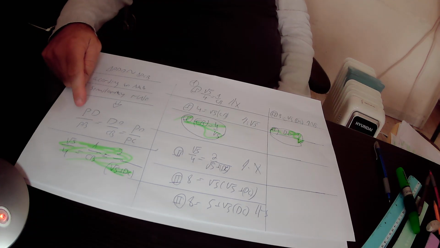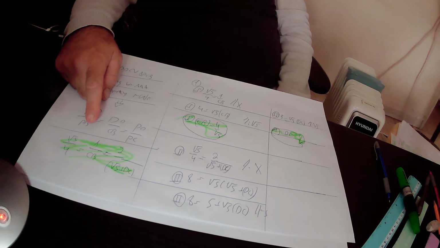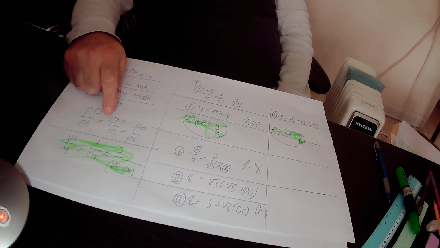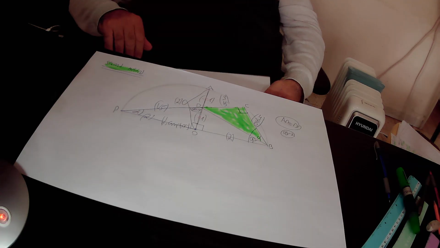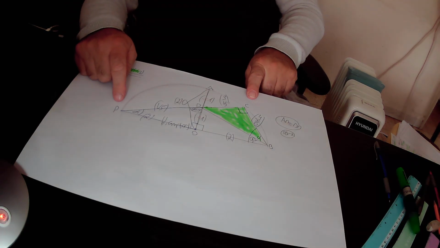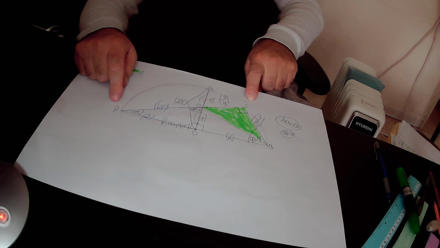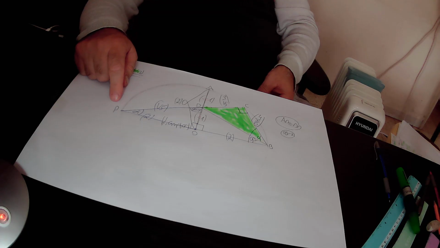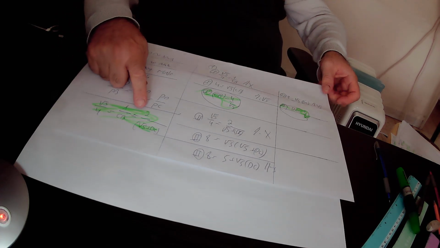PD is equal to 5, PB is 4, DO is 1, CB is the missing side, so PO is 2, and PC in total equals the square root of 5 plus DC.